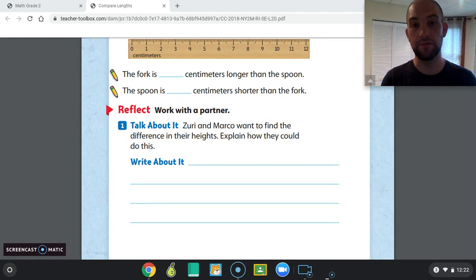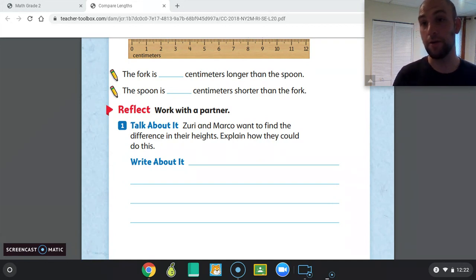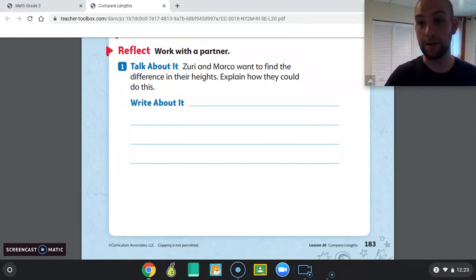So let's say we have Zuri and Marco. They both measure their height. If we find the height of one of them, and then we find the height of the other, then we can take the one who is taller, the one with a greater height, and subtract the height of the shorter person. Then we can find the difference between the two heights. Difference in mathematics always indicates that we want to use subtraction. So we're going to subtract the shorter height from the taller height. We'll get a little bit more into that on the next page, and we'll show you exactly how to do that.